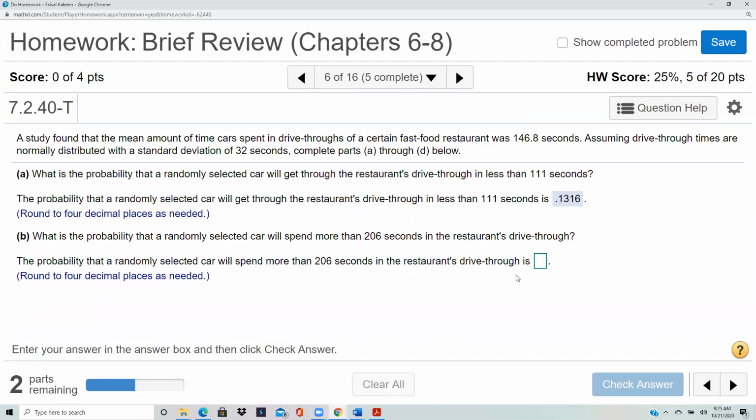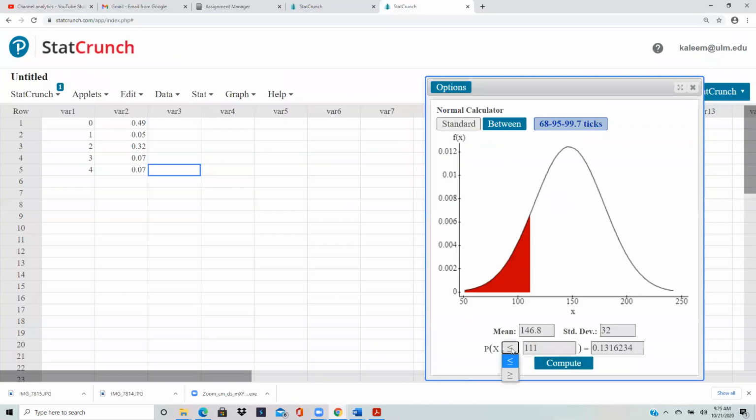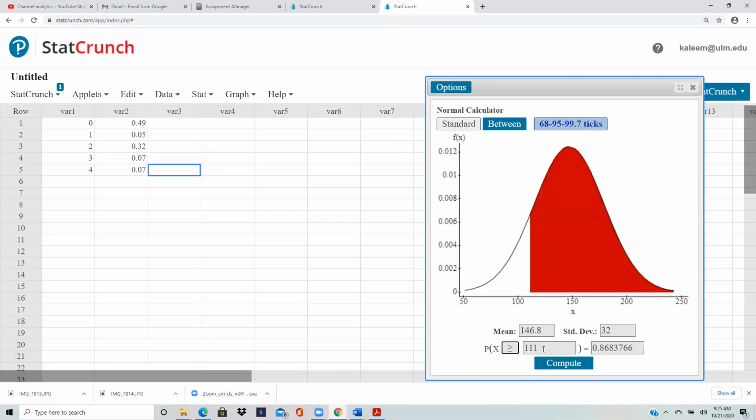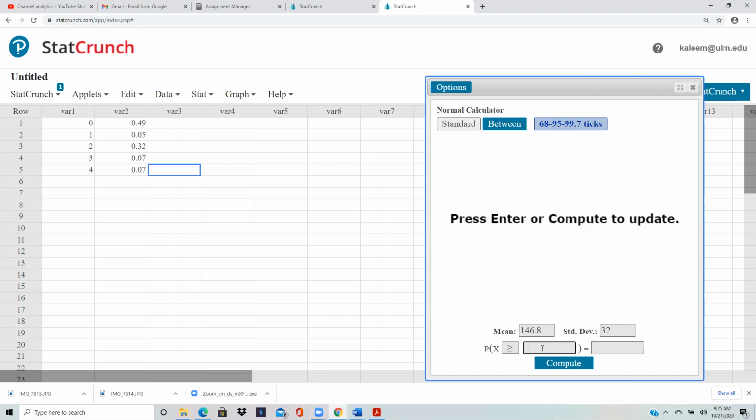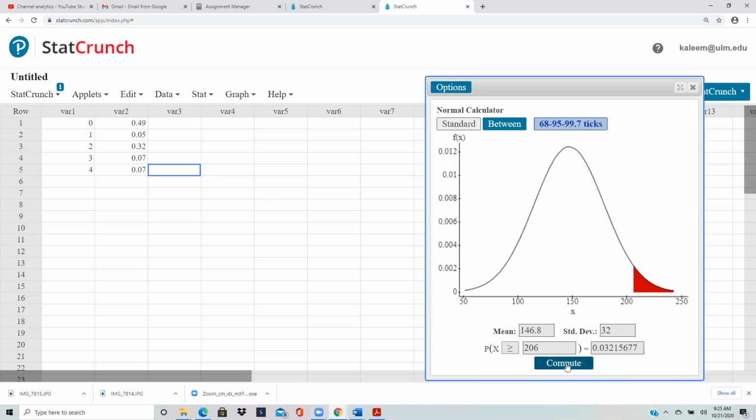Okay, more than 206, nothing different. More than 206. So greater than 206. 0.0322.